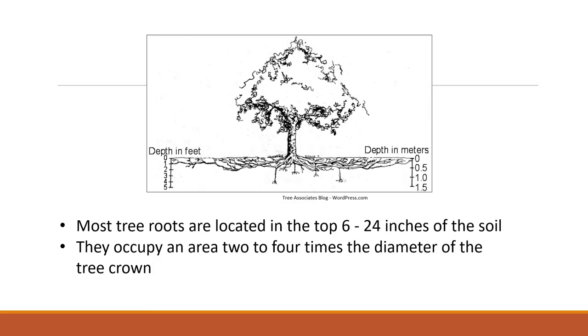So as I mentioned, most of your roots are going to be found in the top part of the soil, 6 to 24 inches of the soil. They occupy an area 2 to 4 times the diameter of the tree crown. So your neighbor could be applying pesticide or something that your tree might take up because the roots may actually be in your neighbor's yard.